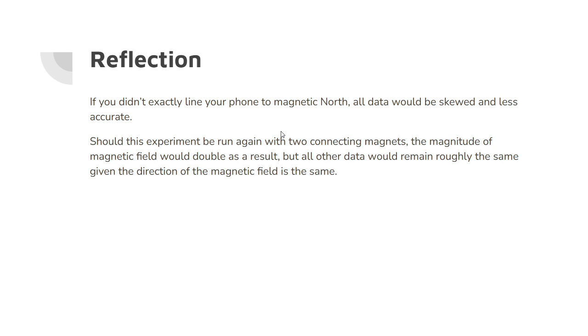And if you ran this experiment again with two connecting magnets, well, if you think about it, it really wouldn't change all that much. Recall we placed a magnet at the bottom of our ruler. If we had two magnets all pointing in the same direction, that'd essentially be one magnet with double the magnitude. So our magnitude of the magnetic field would be double, but all other data would remain about the same, given the direction of the magnetic field is the same.